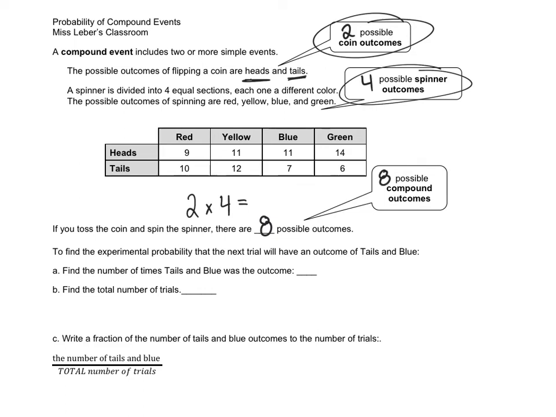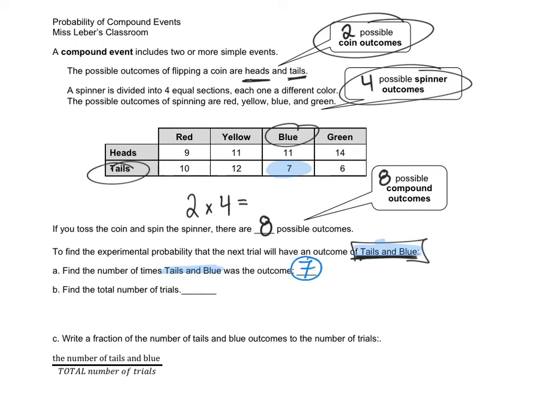So, to find the experimental probability the trial will have tails and blue. Again, looking for something very specific. I'm looking for tails and blue. So, it says find the number of tails and blue was the outcome. So, let's use our chart to help us out. I'm looking for tails and blue where that intersects, and that's going to be, if I can get my highlighter, right here. Again, using our chart, using the fact that we're going to use the rows and the columns. So, there were 7 that were tails and blue.